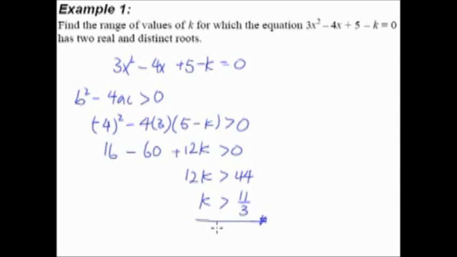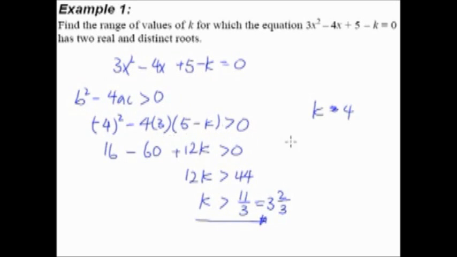So this will be the range of values of k for which the equation will have two real and distinct roots. Now, what does it really mean? What it means is that as long as your k is greater than 11 over 3, and 11 over 3 is actually 3 and 2/3, they're the same. So if your k is greater than 3 and 2/3, for example, if k is equal to 4, which is greater than 3 and 2/3, the b squared minus 4ac will be greater than 0.